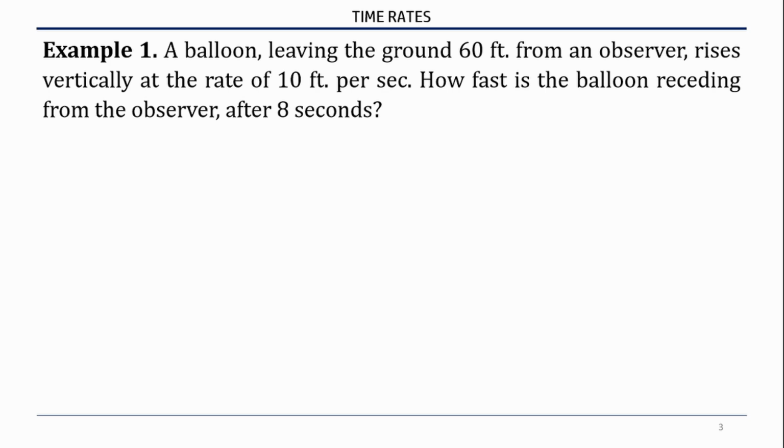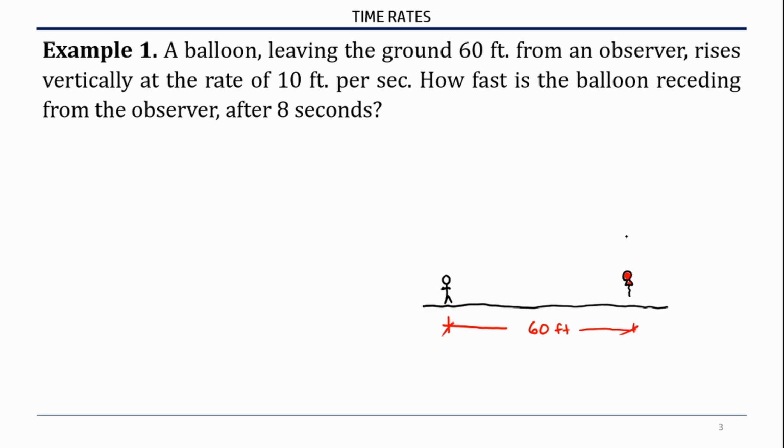So example number 1, a balloon leaving the ground 60 feet from an observer rises vertically at the rate of 10 feet per second. How fast is the balloon receding from the observer after 8 seconds? So to solve this problem, gawa muna tayo ng illustration natin para mas maintindihan natin kung ano yung mga nangyayari sa ating problem. So, first, we have an observer, sabi sa problem. We have an observer, tapos 60 feet siya from a balloon that is rising at a rate of 10 feet per second. So, may balloon dito. Tapos yung distance from the observer and the balloon is 60 feet.